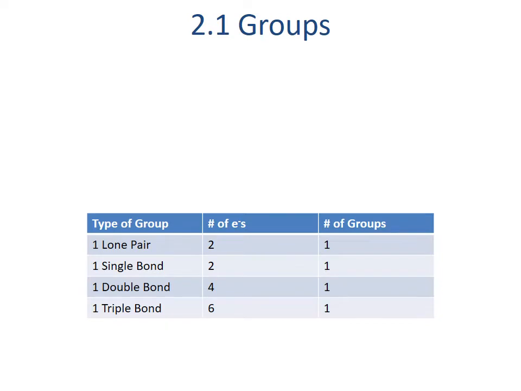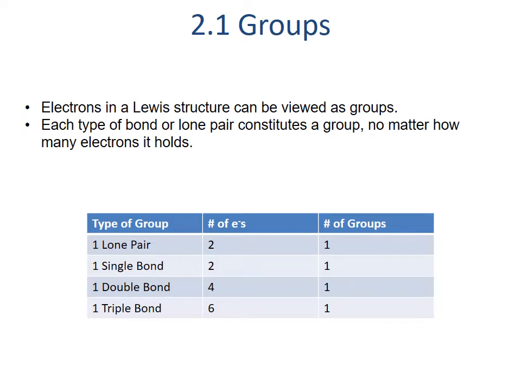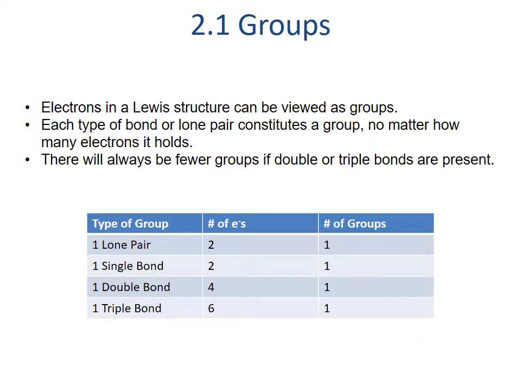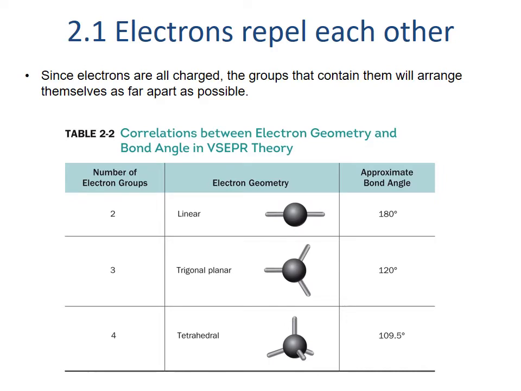A primary aspect of valence shell electron pair repulsion theory is that we will view electrons as groups. No matter what type of bonds are present, each bond is always viewed as a single group. This means, since there will usually be 8 total electrons around an atom, the more double or triple bonds are present, the fewer groups that are around a molecule. We know that like charges repel, and all electrons are negatively charged. For this reason, groups will arrange themselves as far apart as possible, and we can quickly tell what shape the electron pair groups will take just by counting them.